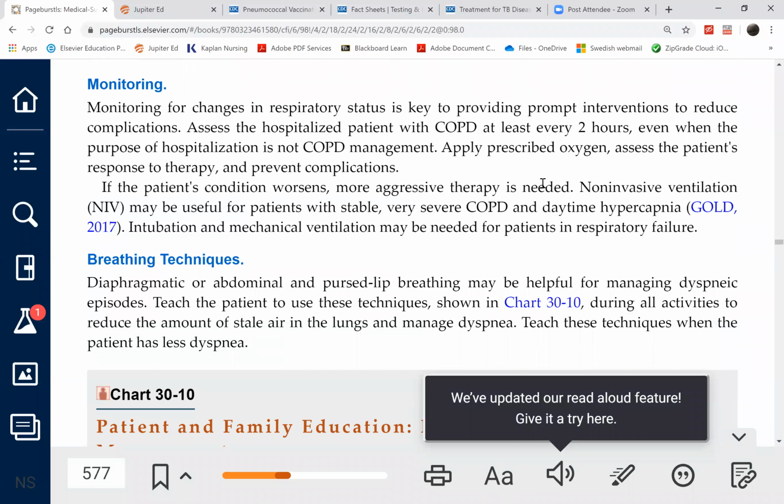So monitoring. You can, of course, start with vital signs, then draw ABGs if needed, because that's the only way we can determine hypercapnia, is if you have ABG.